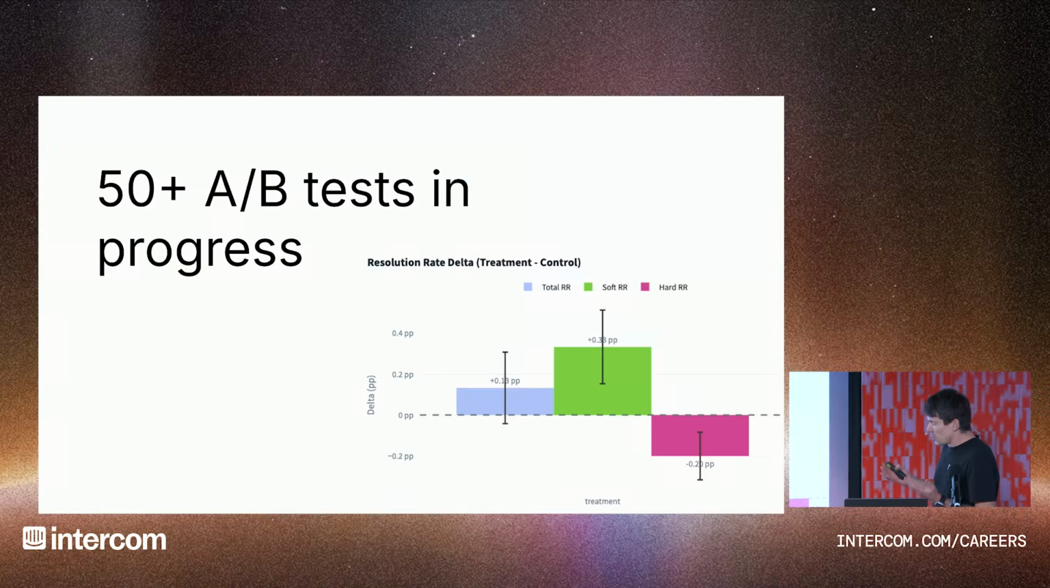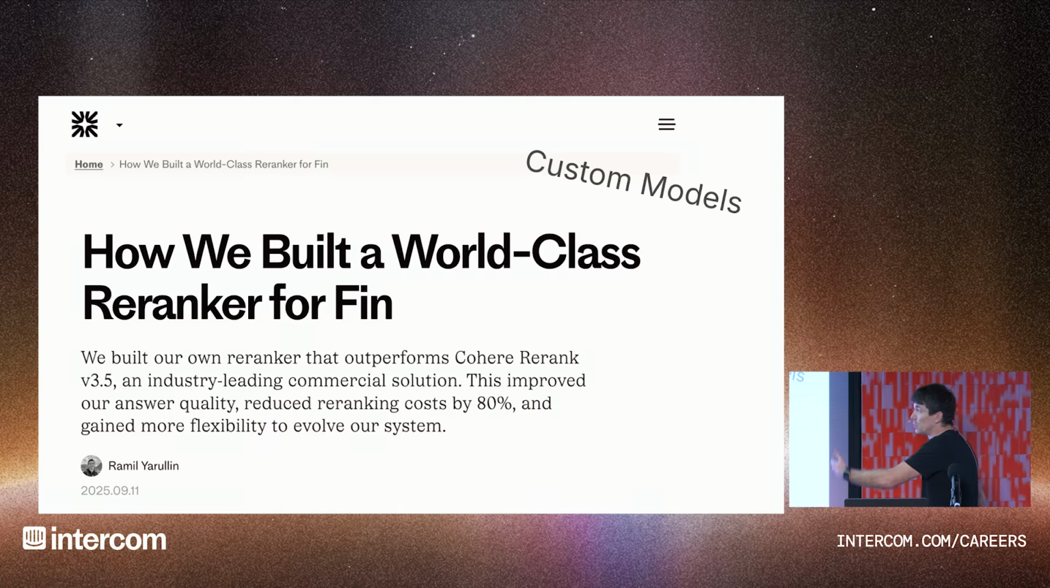And so what is the way to do it? Well, there's no secret sauce. It's just hundreds and hundreds of A/B tests. In fact, probably at this point in time in production, we have about 50 different A/B tests running. And every A/B test gives you maybe a decimal point of a percentage of increase in that resolution rate. You need to have hundreds and hundreds of those all the time to sustain that dramatic growth of resolution rate. We also build our own custom models.